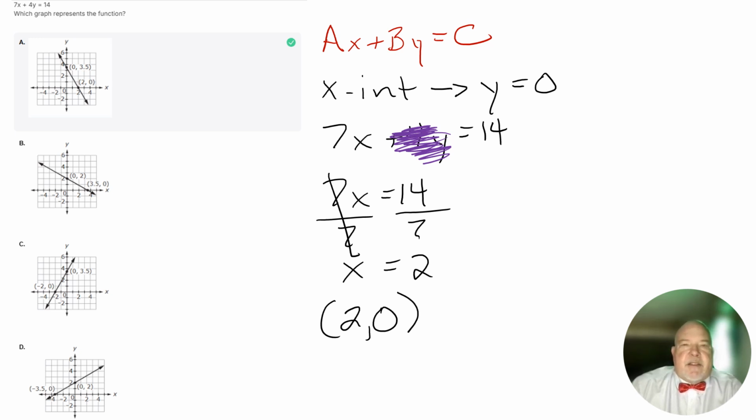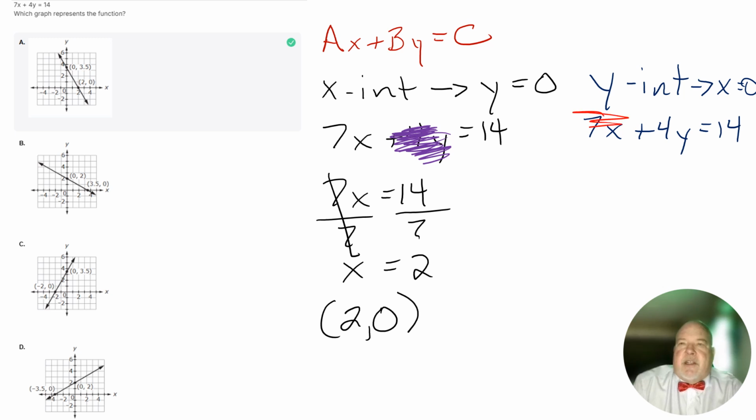Now we can do something similar for the y-intercept. So let's look at that. The y-intercept occurs where x equals 0. And so I'm going to take that equation again, 7x plus 4y equals 14. And this time I'm going to set the x equal to 0. So it's going to go away.